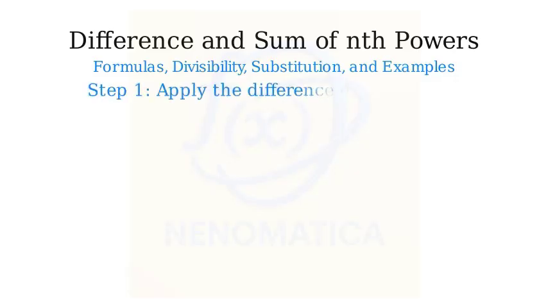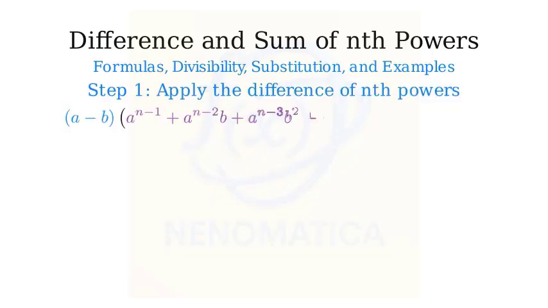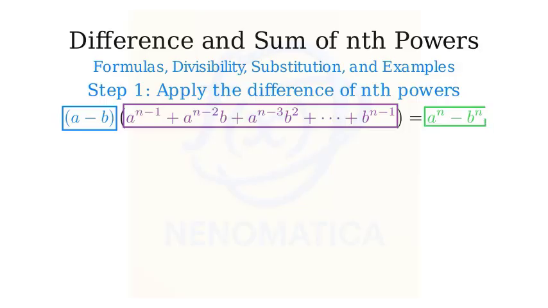Step 1. Apply the difference of nth powers formula. It says (a minus b) times the sum a to the n minus 1 plus a to the n minus 2 times b, and so on, up to b to the n minus 1, equals a to the n minus b to the n. Intuitively, if you distribute a minus b across this long sum, the middle terms cancel in a telescoping way, leaving only a to the n minus b to the n.